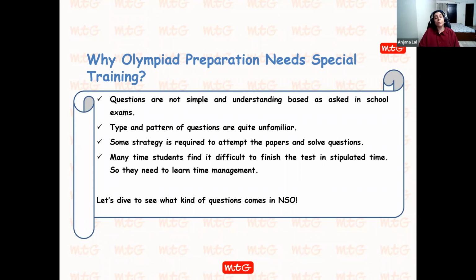Now, what are the different types of questions which come in this National Science Olympiad? The questions are on the Venn diagram, where you need to identify the options given, identify the different circumstances and find out the best option. The questions are sometimes given on the basis of flow charts, where you need to follow the arrows and arrive at the best answer.